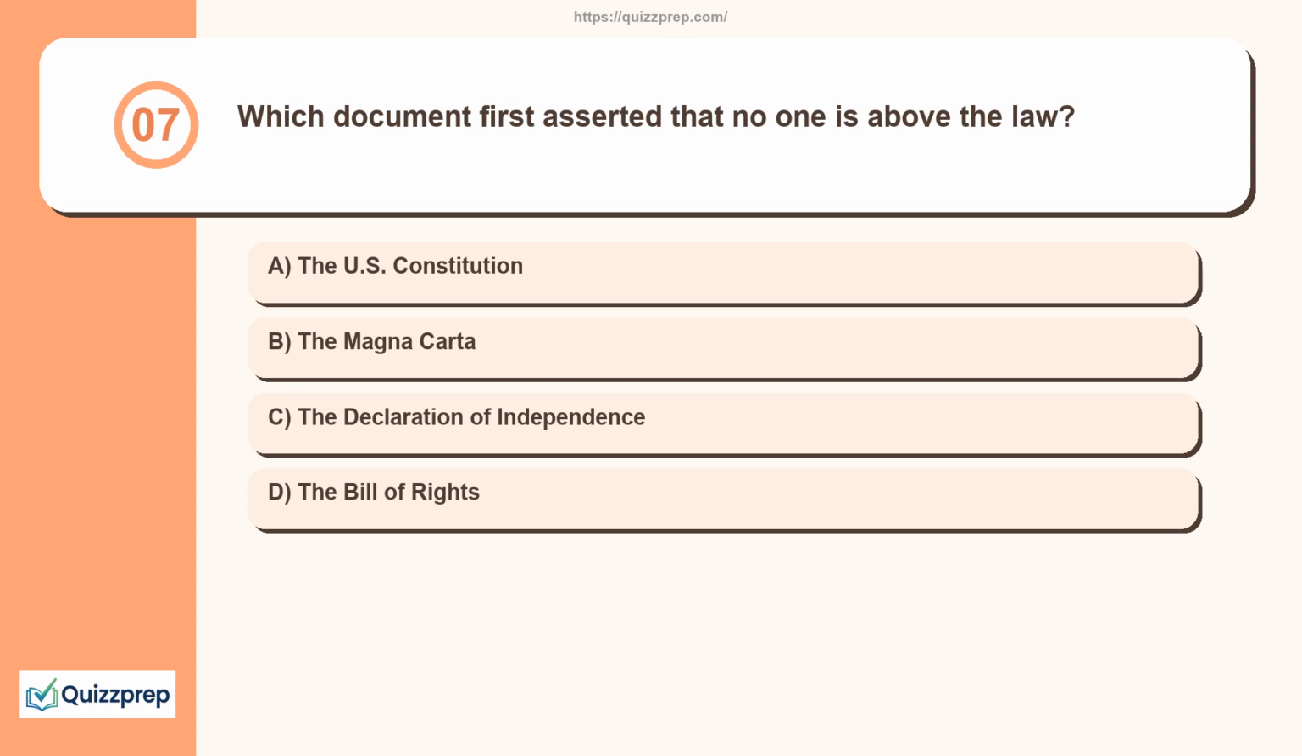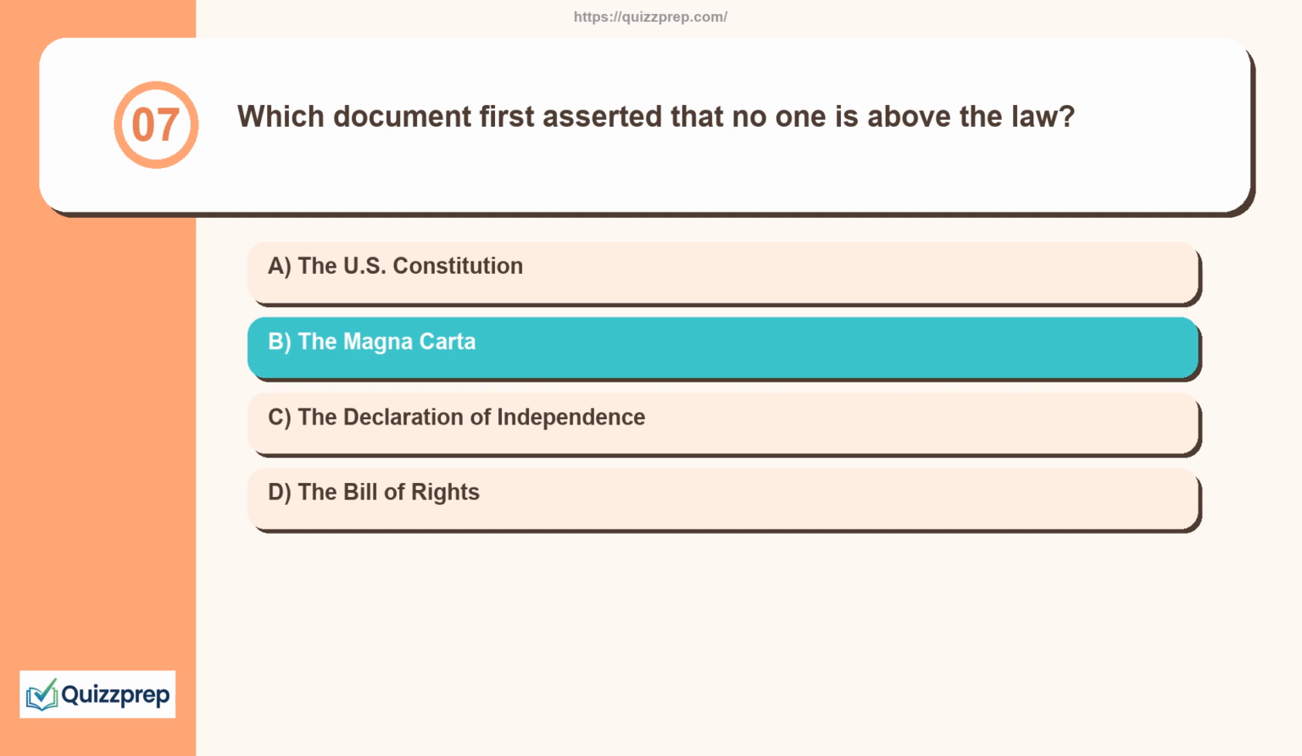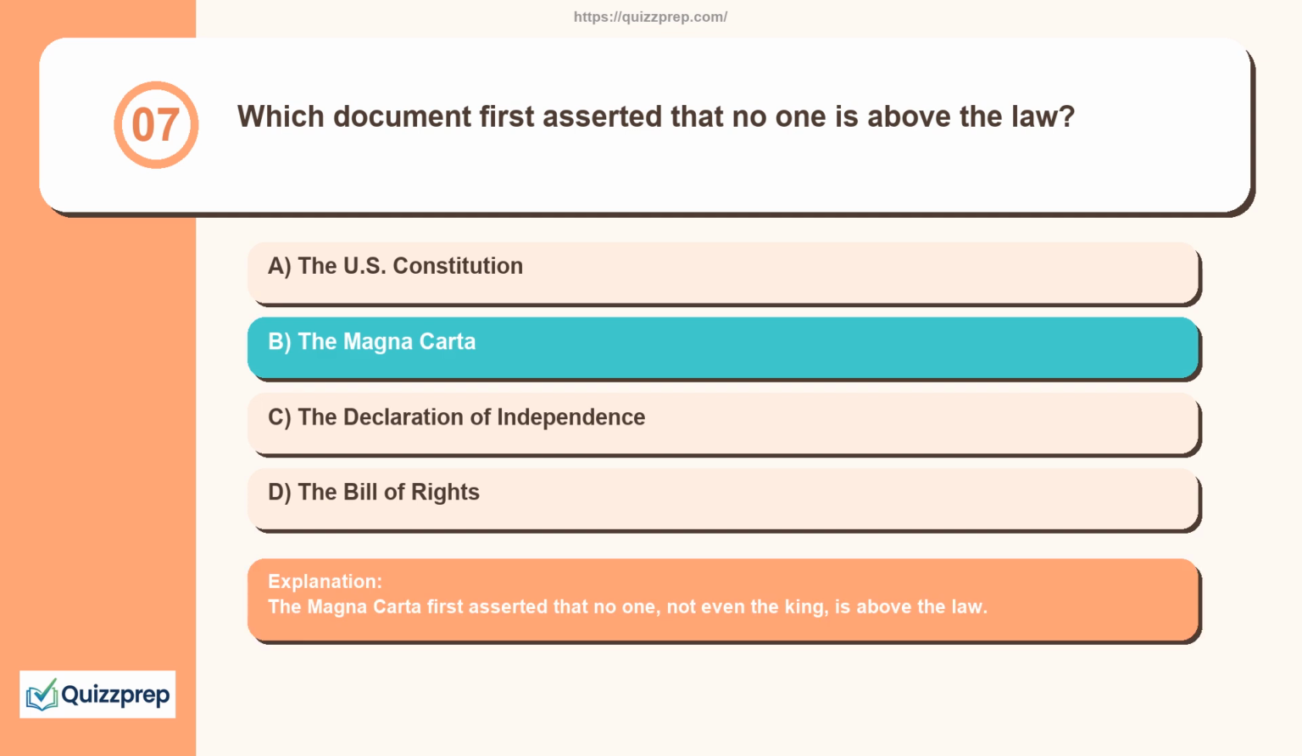Question 7. Which document first asserted that no one is above the law? The U.S. Constitution, the Magna Carta, the Declaration of Independence, the Bill of Rights. The Magna Carta first asserted that no one, not even the king, is above the law.